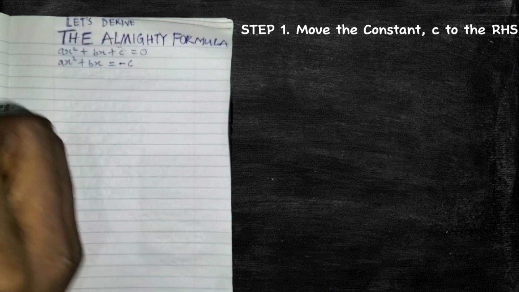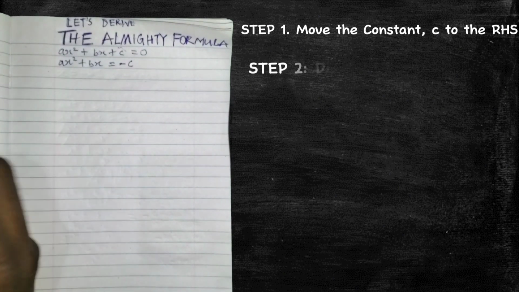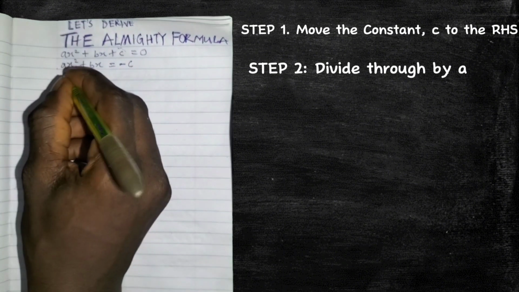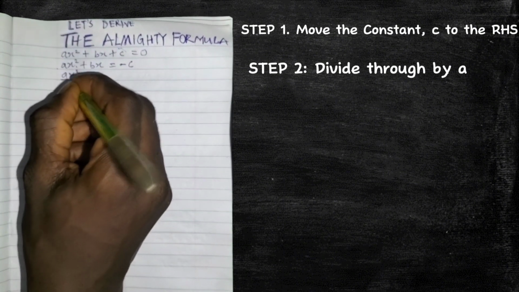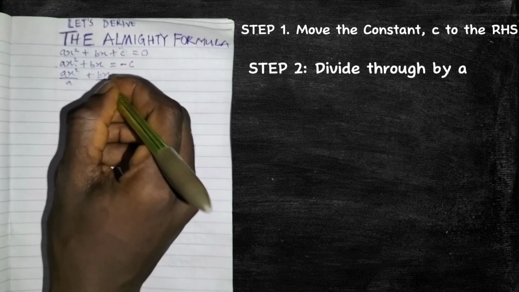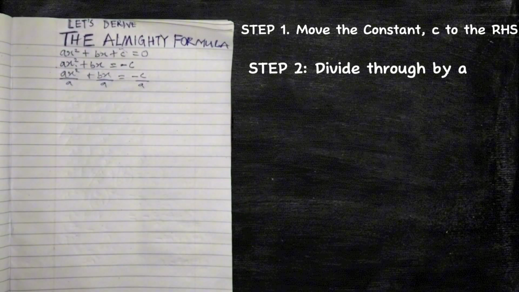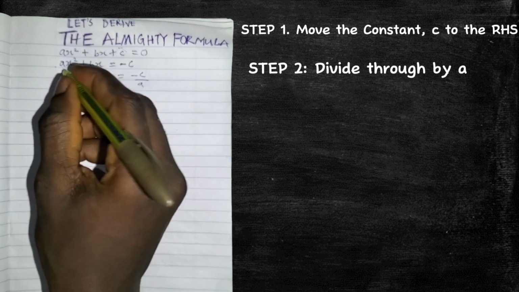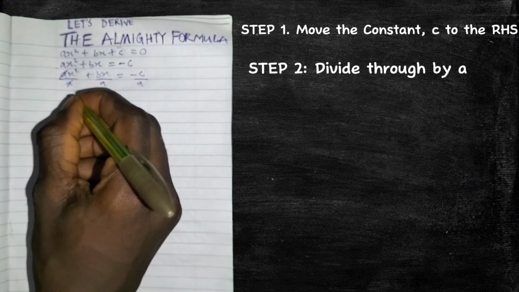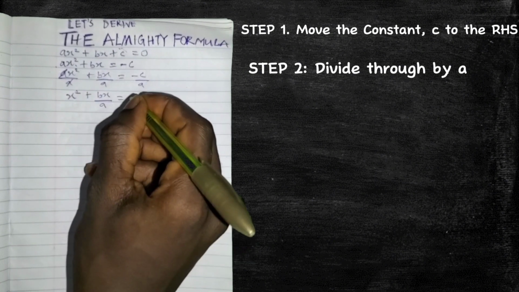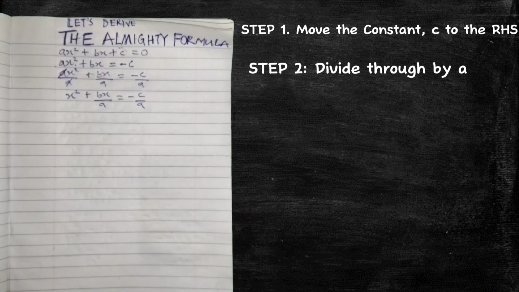The next step is for us to divide through by the coefficient of x squared, which is a. So we divide through by a. Bx all over a is equal to minus c all over a. We can see a here can cancel a here. We then have x squared plus bx all over a is equal to minus c all over a.